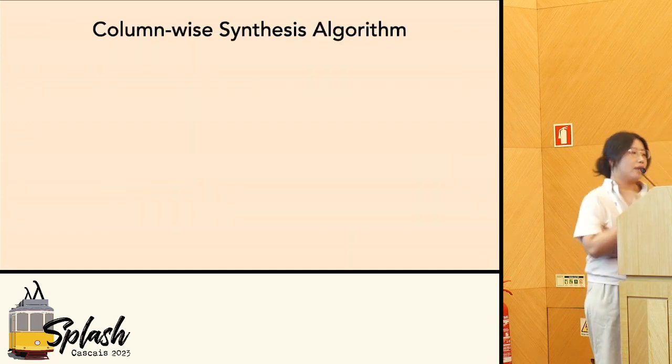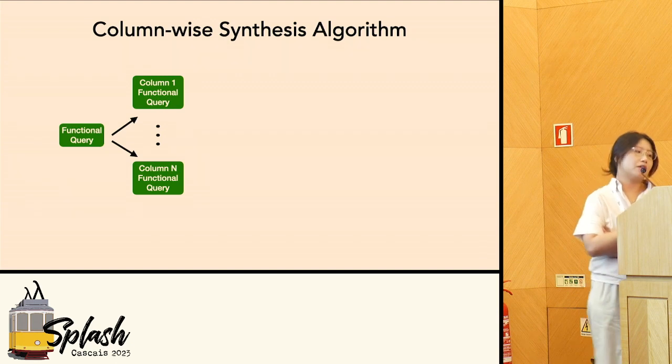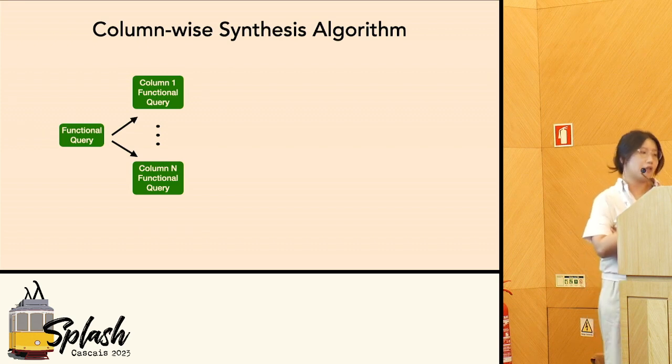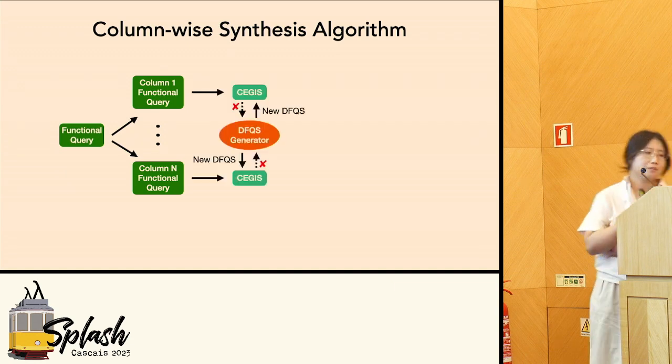Okay, so now we understand the general idea of DFQS. How do we put it into a synthesis algorithm? Our algorithm starts by splitting the functional query into one functional query for each of the columns. These programs can be trivially obtained using the map operator of most functional query languages to retrieve the ith column. So suppose in this case I have a table with n columns, we have columns 1 to n separately.